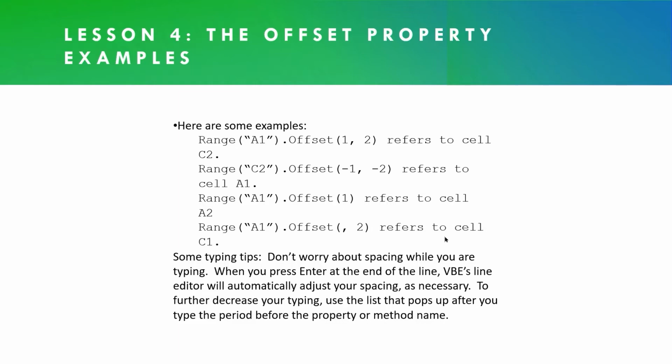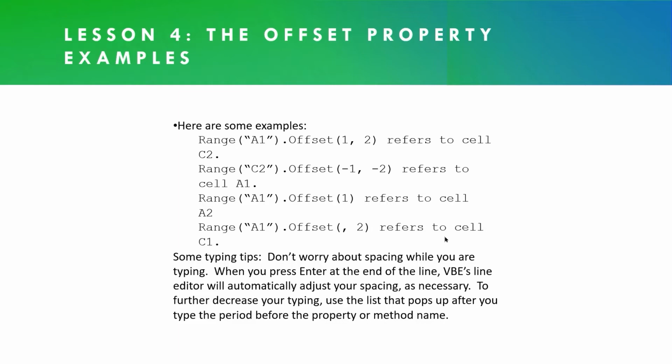If I'm in cell C2 and I do an offset of -1 for the rows argument and -2 for the columns argument, it's going to go up rows because we're using negative numbers there, and it's going to go to the left across columns. So it's going to refer to cell A1. I have Range A1 Offset 1, and that refers to cell A2. I'm just using the first argument, the rows argument, so it's just going down 1 row. It's staying in the same column.